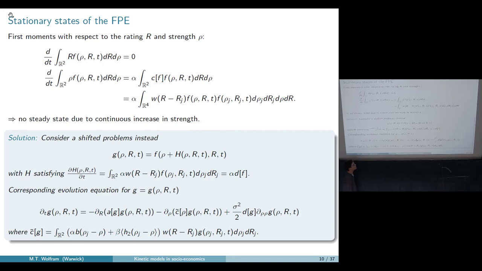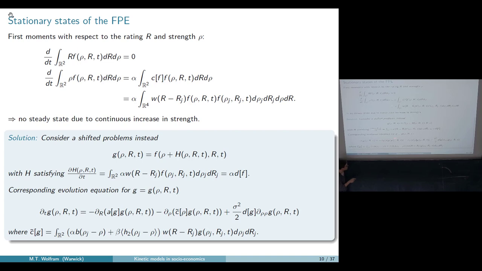So now let's shift this problem and try to ensure that both of them are equal to zero, then I can expect that it converges towards a steady state. You can calculate a suitable shift. So this is the shift. You do the analysis. What you should take home is that you now have a function g instead of f.